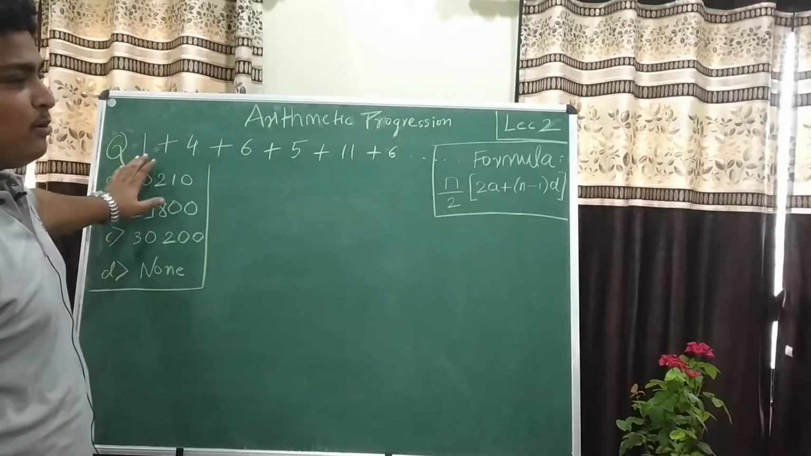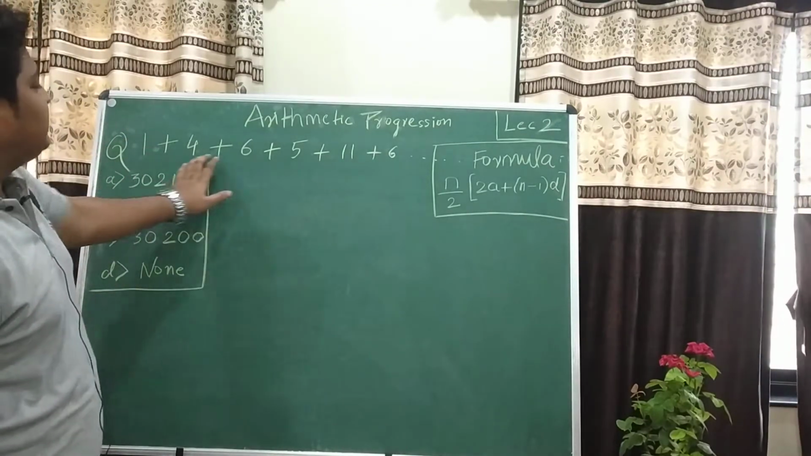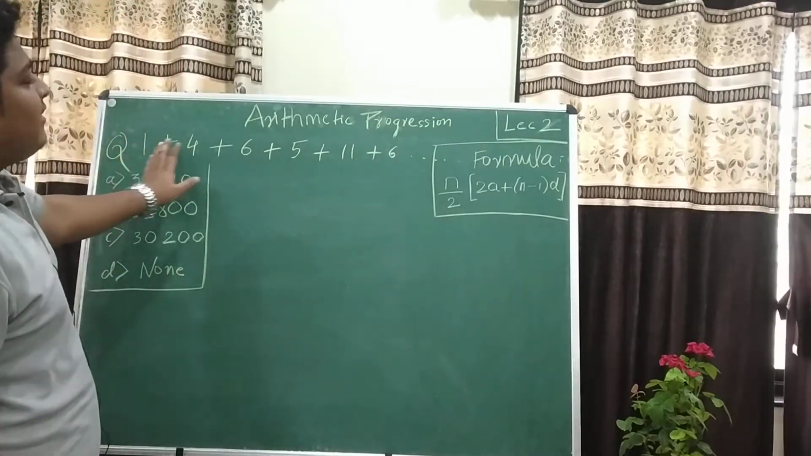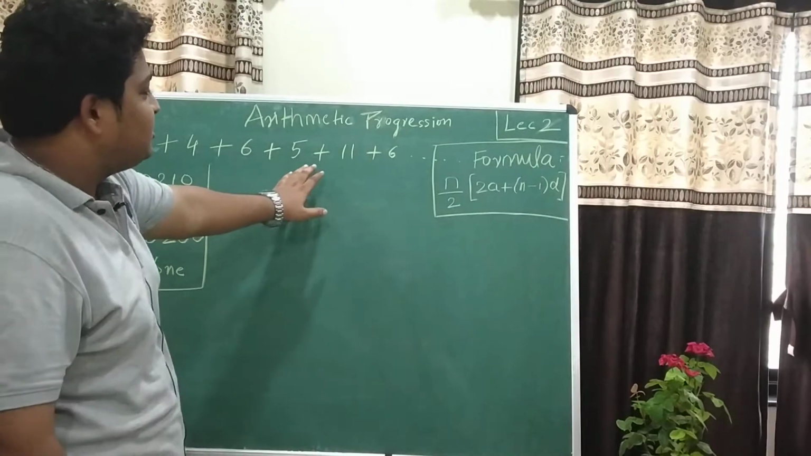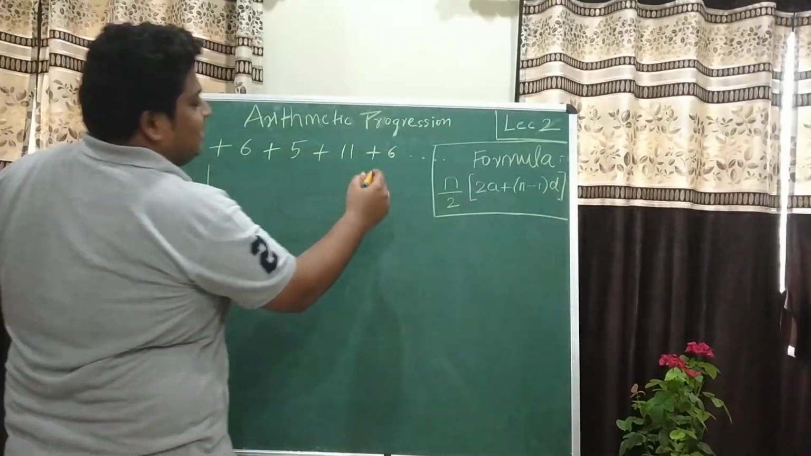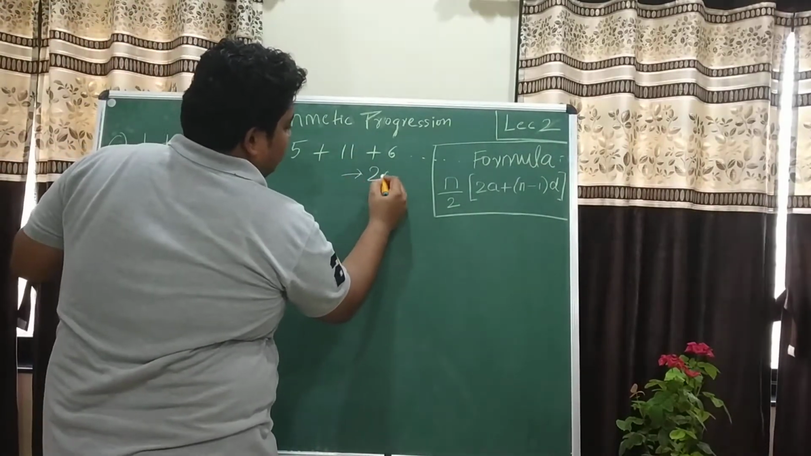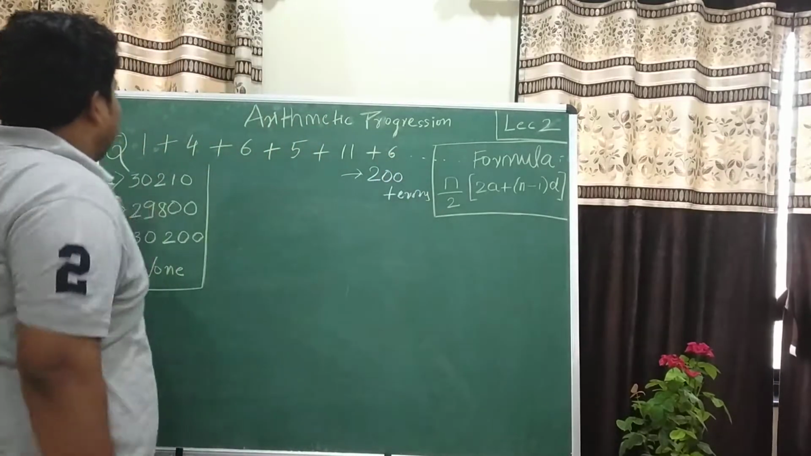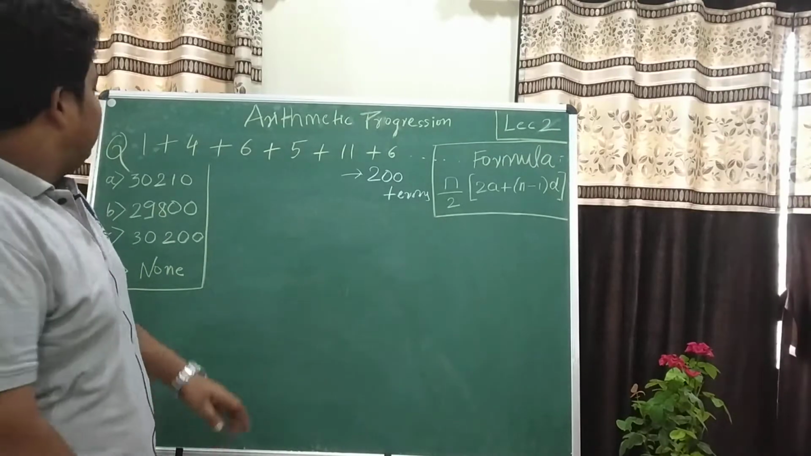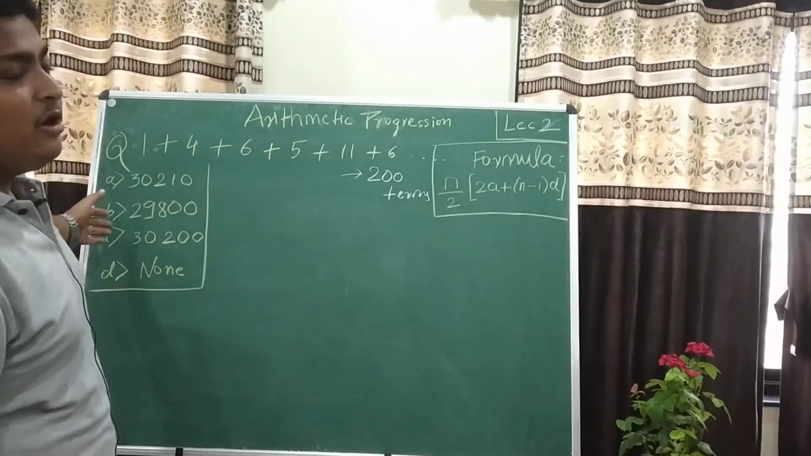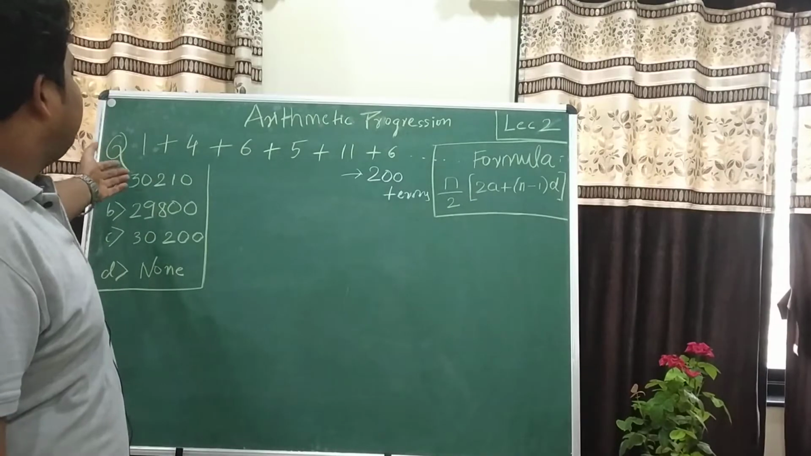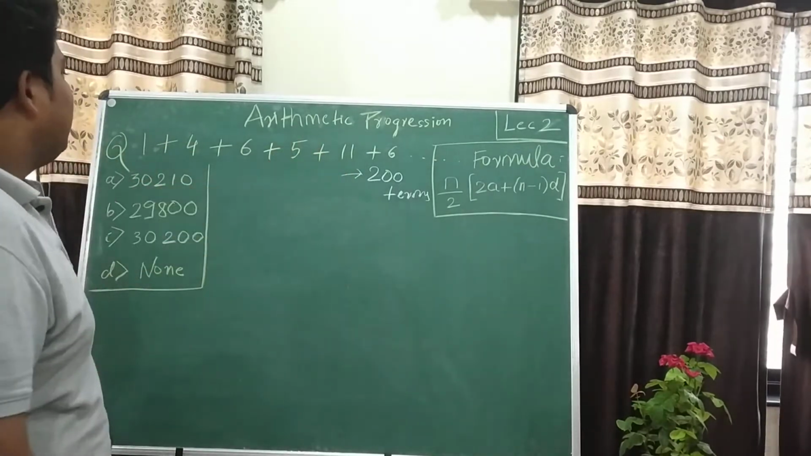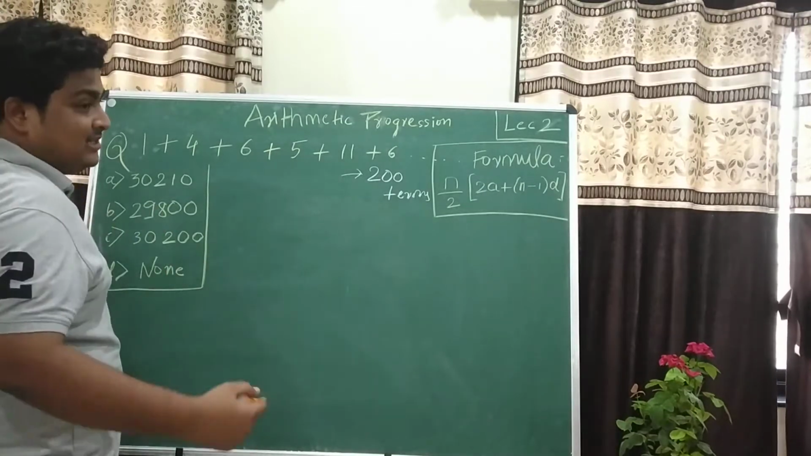Now in this problem we cannot see that, because this is the arithmetic progression series and these are the options. We are going to find out the sum of this arithmetic progression series up to 200 terms. Now, like the previous sum, we cannot just see the options and go to the conclusion. We need to solve this problem by using the formula. So let's see what the series tells us.